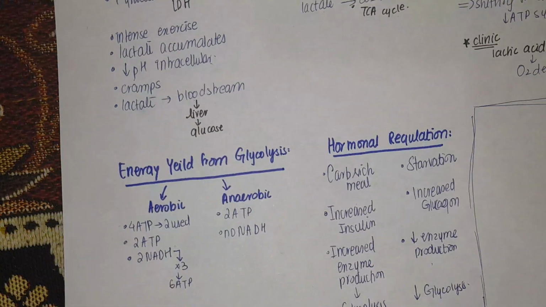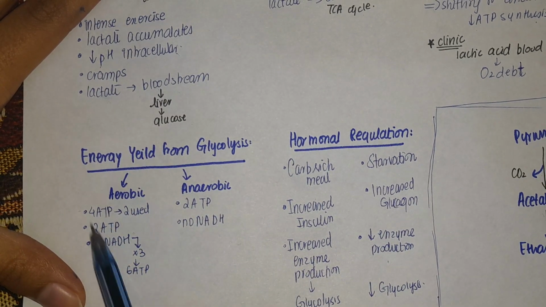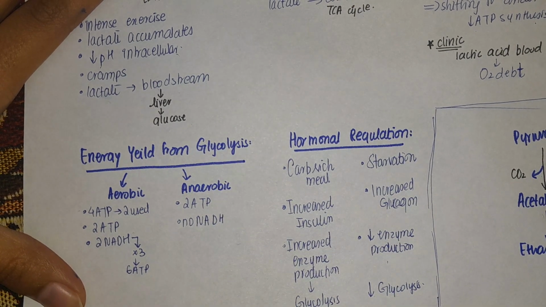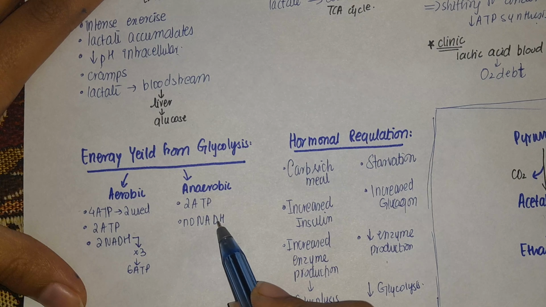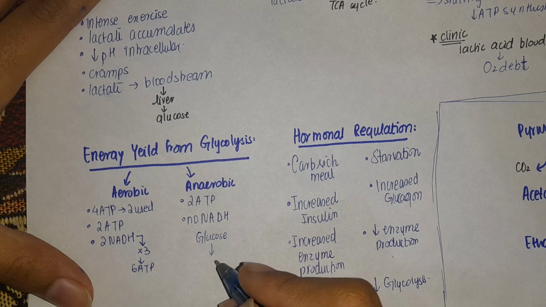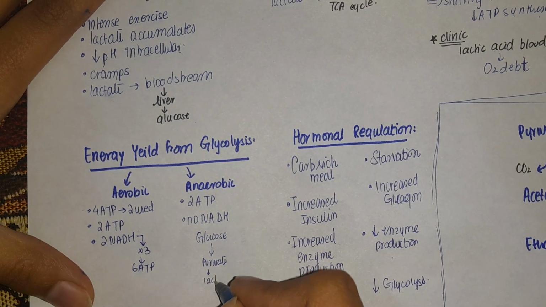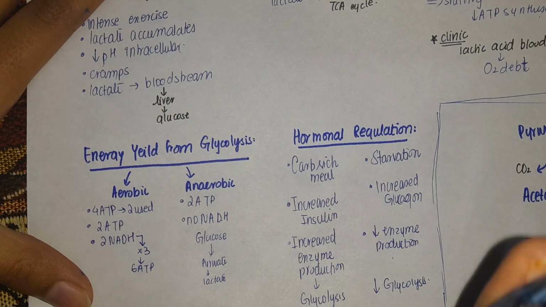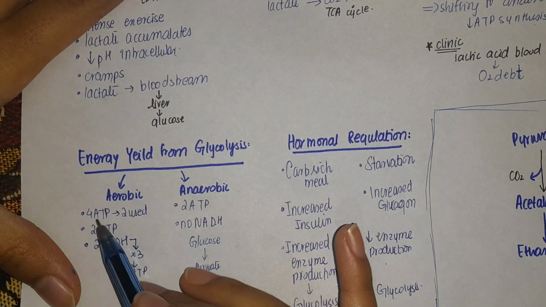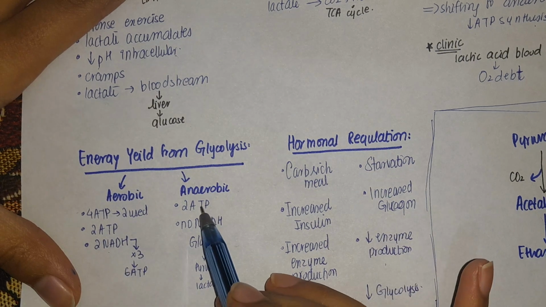Now, if you've watched my previous video in this playlist on glycolysis, you know the energy yield. I have clearly explained how aerobic glycolysis produces this much ATP and how anaerobic glycolysis produces only 2 ATPs and no NADH. Why does this happen? Because the glucose gets converted into pyruvate, and pyruvate gets converted into lactate, but no ATP is produced. So this situation occurs in anaerobic glycolysis, but aerobic glycolysis yields 2 ATP net and 2 NADH, but it yields only 2 ATP.